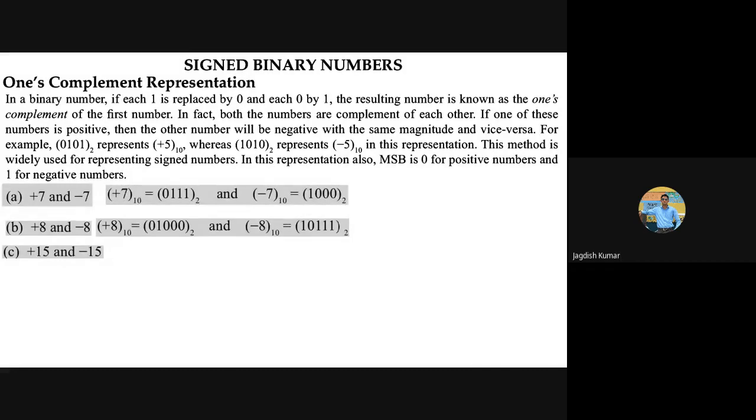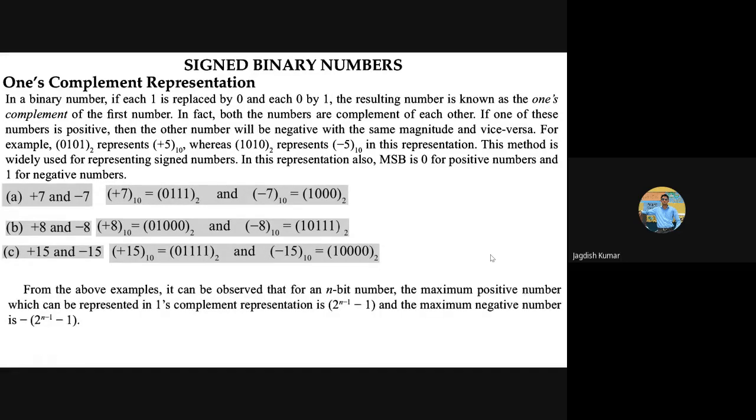Don't be in a hurry. Whatever you're writing, write properly. Take your time. What if you do it the wrong way in your exam? You will lose your marks. Write things with patience and properly. Fine, minus 15 is 1 0 0 0 0. So we need at least a 5-bit system to represent plus 15 and minus 15. Okay, fine, very good. So that's how we can represent plus 15 and minus 15 in one's complement representation.